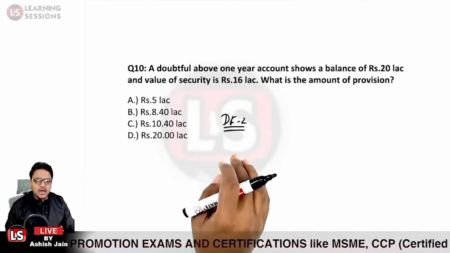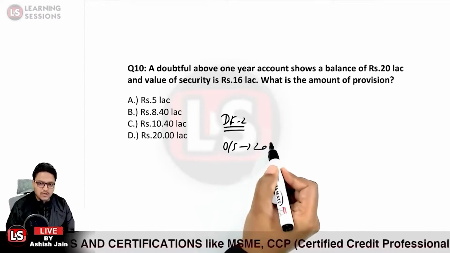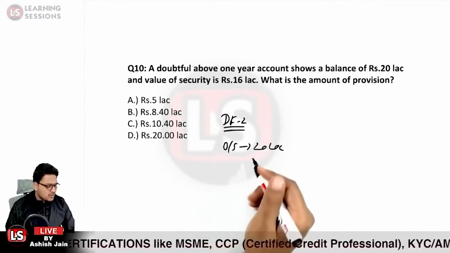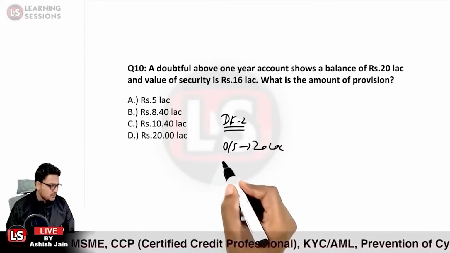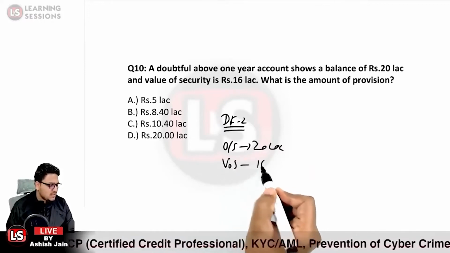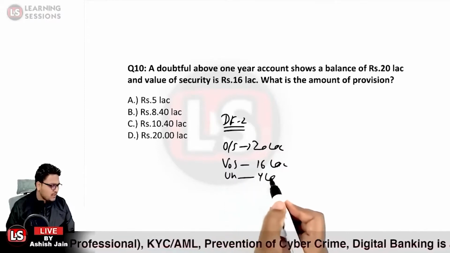Further over here, the outstanding balance is given to be 20 lakh rupees. And then in that particular case, we are provided with the value of security to be 16 lakh rupees. So unsecured part would be of amounting 4 lakh rupees.